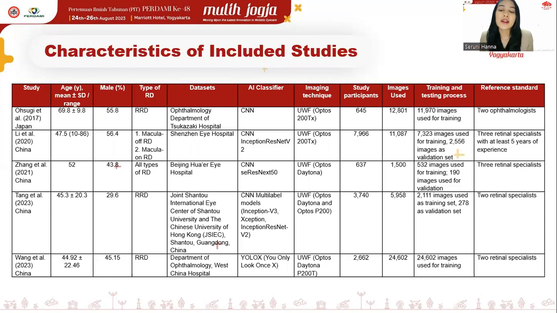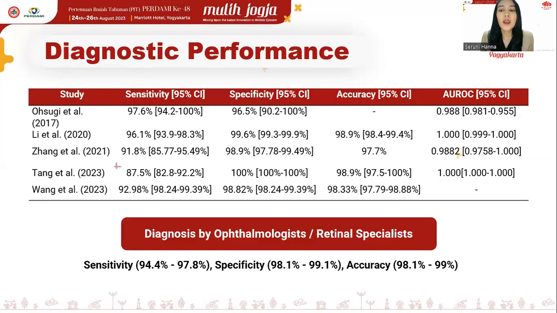All 5 studies obtained their image datasets retrospectively from patients who had taken fundus photographs in their hospital. All studies reported that the DL algorithm for retinal detachment detection achieved high diagnostic accuracy measures, with the overall sensitivity, specificity, and accuracy ranging from 87.5% to 100%, and area under the receiver operating curve ranging from 0.98 to 1.0. The results are comparable to the reference standard of ophthalmologist diagnosis.